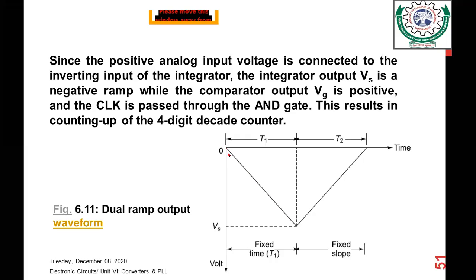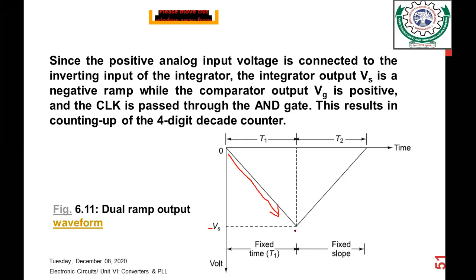So you can see here, this is the negative ramp signal going in the negative direction from 0 to the negative side, and we have to obtain a minus Vs signal. During the duration of T1, this negative ramp will proceed for a fixed time period T1, which is basically determined by a count detector for the time period T1.